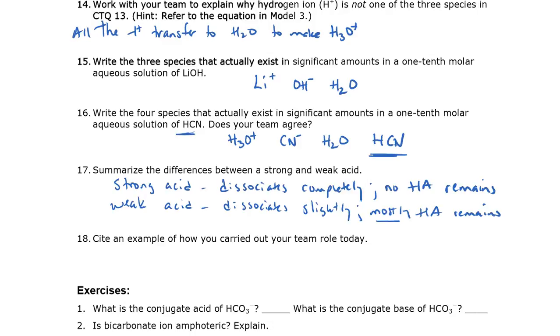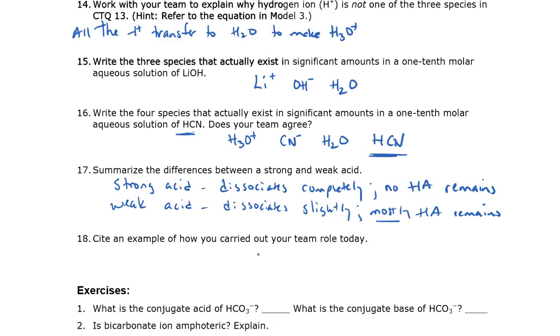Okay, so I've summarized the differences as follows. For a strong acid, it dissociates completely. In other words, no HA remains. For a weak acid, it dissociates slightly. In this case, most of what is remaining is HA, and only a slight amount of it has dissociated. This question didn't ask me to say what is similar. Of course, they both produce hydronium ion. They both produce a conjugate base. It's just the extent to which they do that that determines what is a strong or a weak acid.